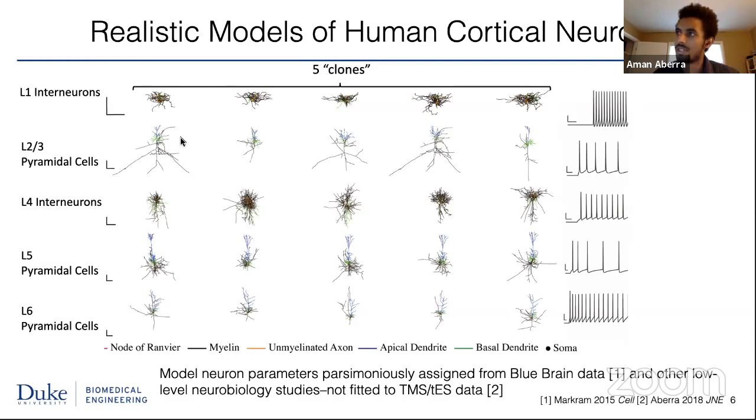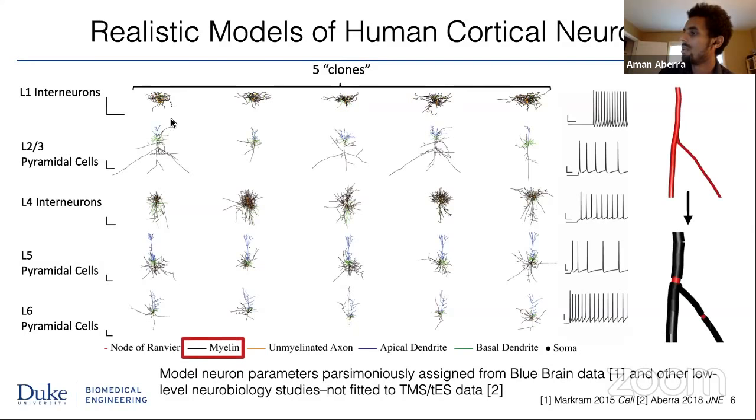And one advantage of this is that the data used to generate these models is drawn from these low-level neurobiology studies, as opposed to being fitted by TMS or tES data. And just to highlight, one of the major changes we made was incorporating myelination, which develops with age and has higher levels in humans and adults, and it also has regional variations in the brain.